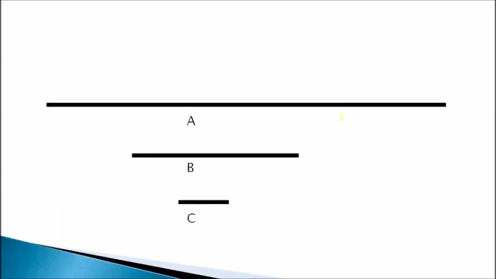Here you can see three lines have been given. The first one is line A, the second one is line B, and the third one is line C. We can differentiate between these three lines: line A is the longest line among these three, and line C is the shortest. We can easily identify which one is the longest and which one is the shortest.